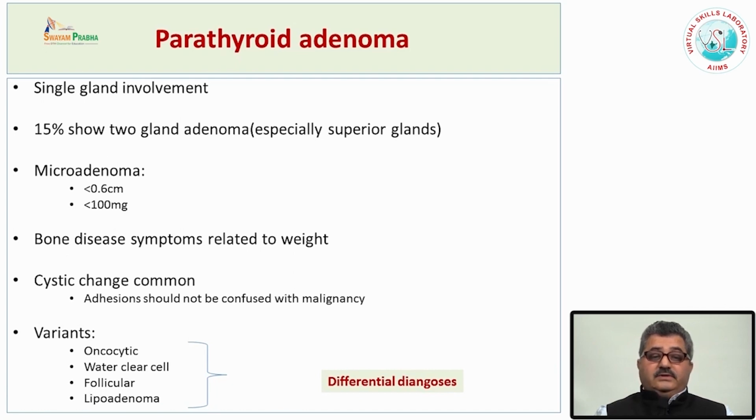There are some variants of adenomas: oncocytic, water clear cell, follicular, and lipoadenomas. All of them have no clinical significance except from the pathologist's point of view, that sometimes, for example, the follicular adenoma may resemble the follicular neoplasm of the thyroid gland. So they all have value in the differential diagnosis from close mimics.